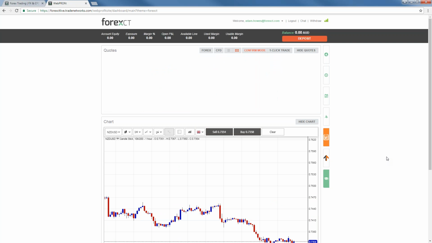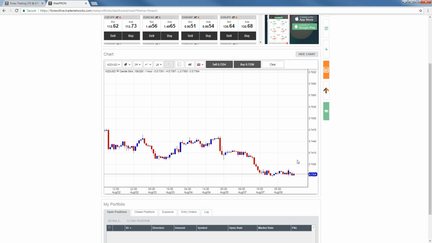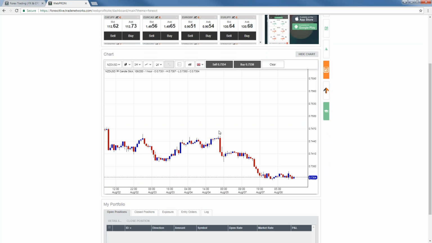There we go. Okay, and this is the 1 hour price chart for the NZD USD at the moment. Now, let's just fast forward and pretend that it's just coming up to maybe 7 o'clock in the morning Thursday. Even though it's Tuesday now, let's pretend we're coming up to Thursday, 7 o'clock. And the price was 73.54 at this point in time.